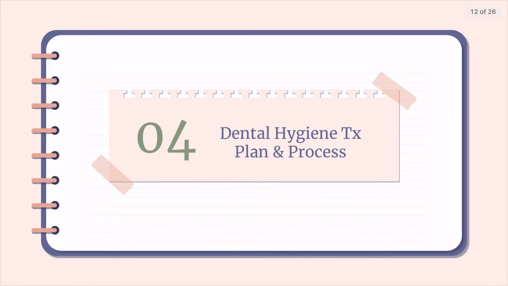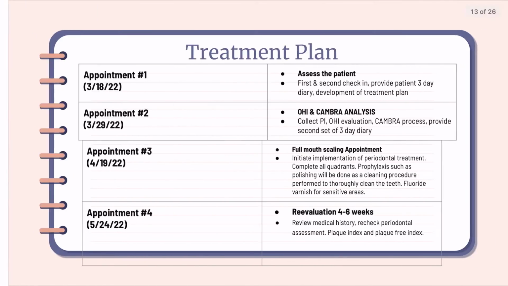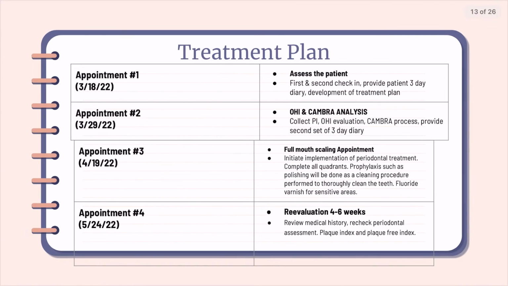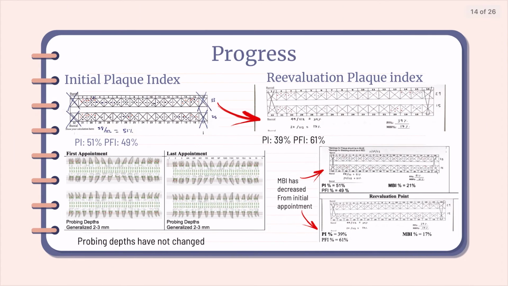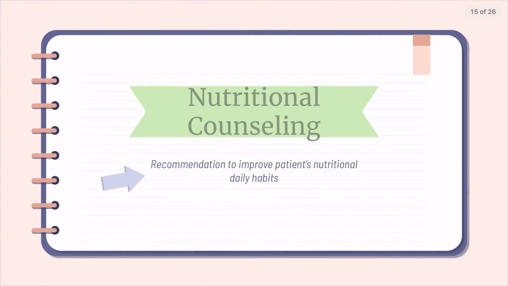In regards to her dental hygiene treatment plan and process, I scheduled my patient for 4 appointments within her treatment plan. Her progress did improve from her initial plaque index to reevaluation. It did increase. Probing depths have not changed. And then the marginal bleeding index has also decreased from the initial appointment.